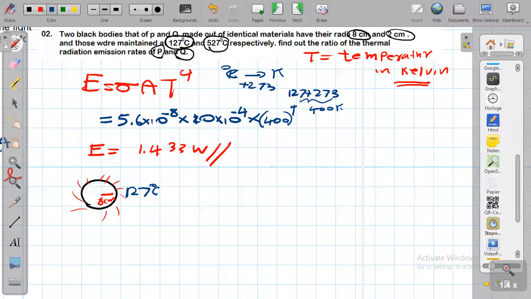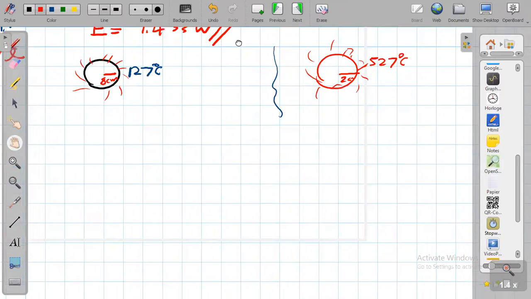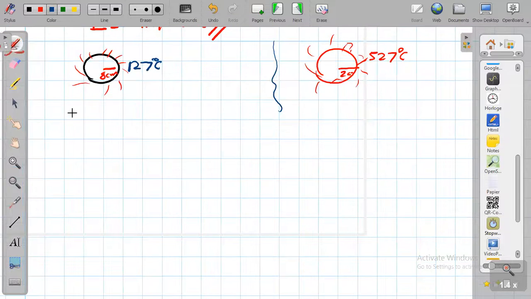And the other one, Q, is the same material, but it has a radius of 2 centimeters, and the radiation emission takes place at 527 degrees Celsius. Now I have to apply these two values and obtain the answers for this one.